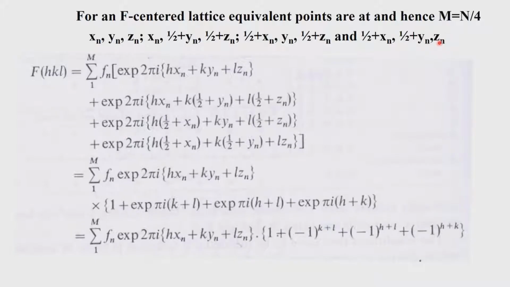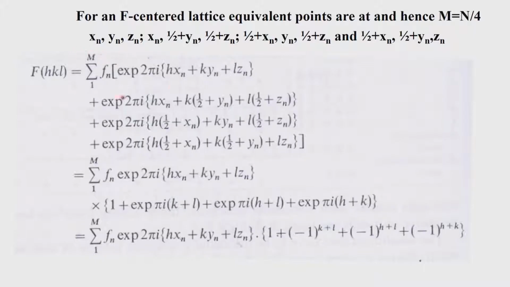So we again do the calculation. So what we do is again now we divide this into the 4 equivalent points, the number of atoms in the unit cell. So m now becomes n by 4. So the summation now is over 1/4 of the total number of atoms in the unit cell. So the effort becomes lesser when we have an F centered lattice.